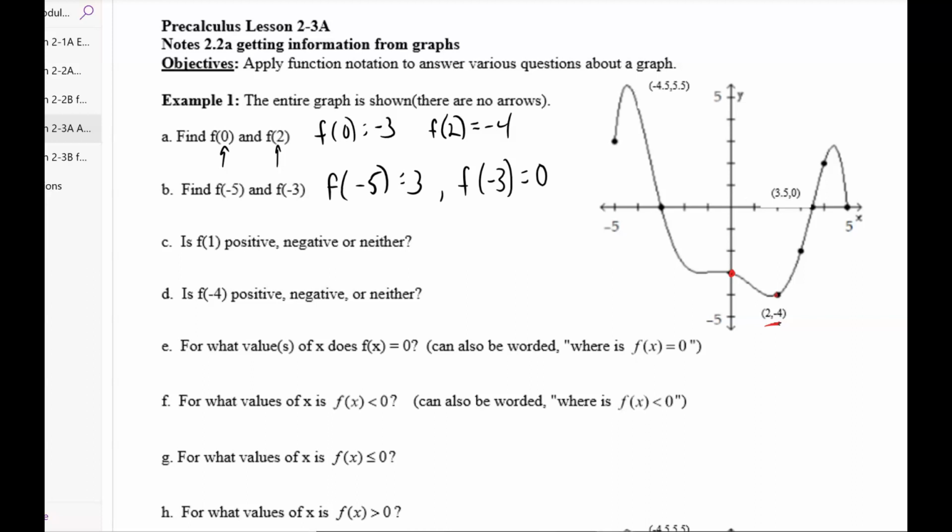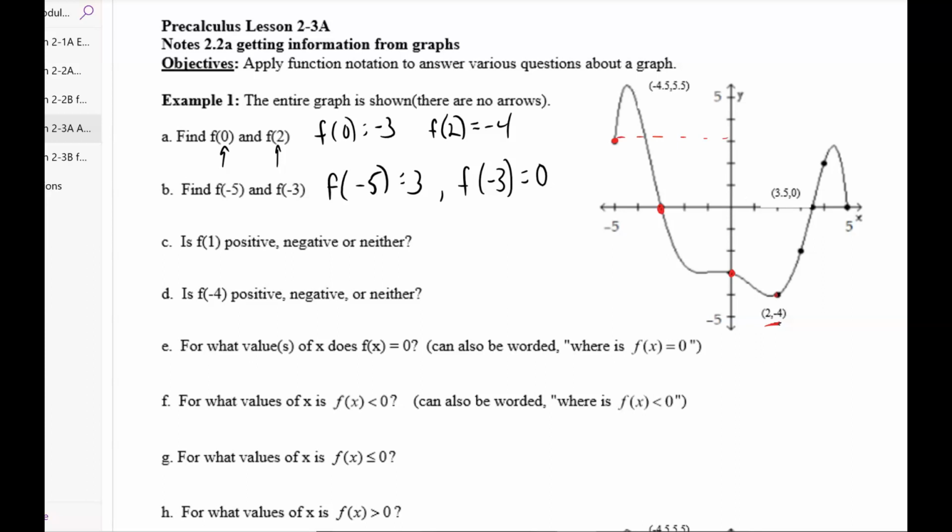Okay, so f of -5 is a little bit hard to tell, but it looks like it's right there at 3, and f of -3 is a lot easier to tell. Right here, when the input is -3, the output is clearly 0, and when the input is -5, it looks like the output is 3. It goes straight over there to 3.